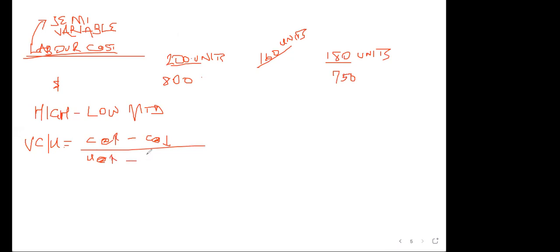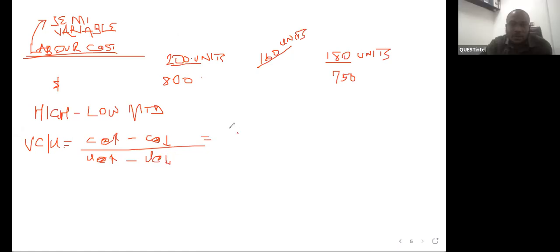0.5. Okay. We have high low later on. So that's 800 minus 750. Please, when this high-low comes in the exam, make sure you saw it was high-low. So 200 minus 180. So that's 2.5, right? Okay, so our 2.5.